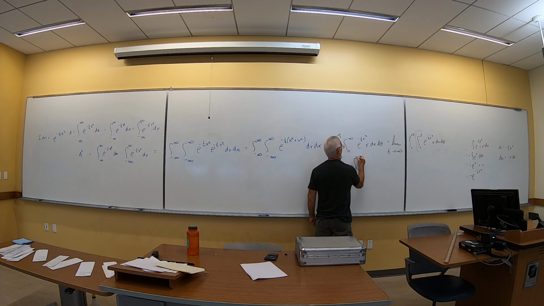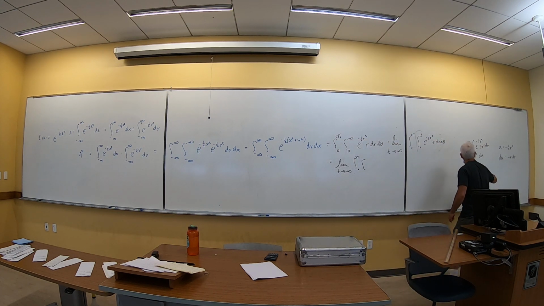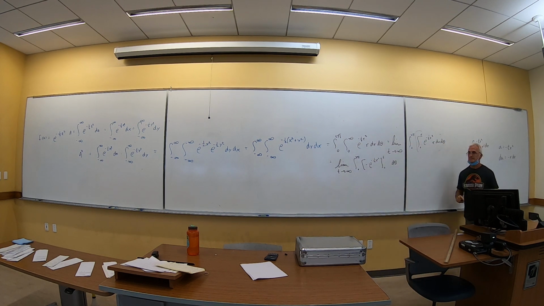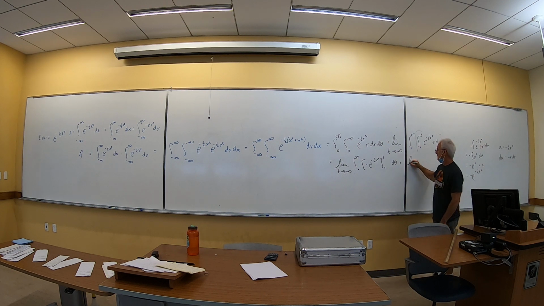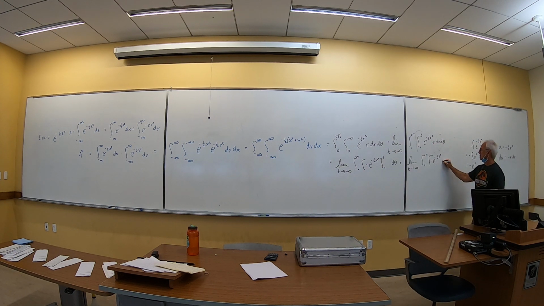So now I've got 0 to 2 pi. The antiderivative of this is simply negative this, from 0 to t, and then d theta. I don't know about you, but I'm starting to think this is doable. I got negative e to the negative 1/2 t squared plus e to the 0. What's e to the 0? 1.